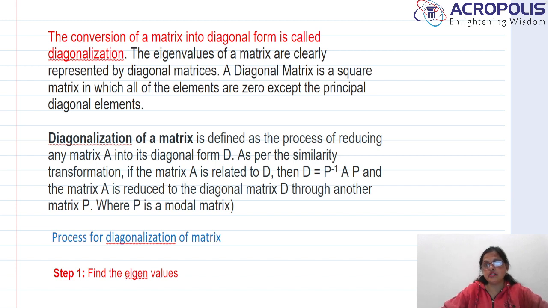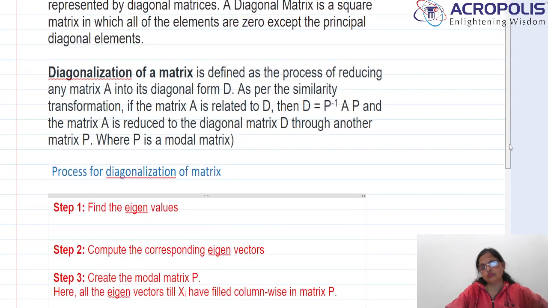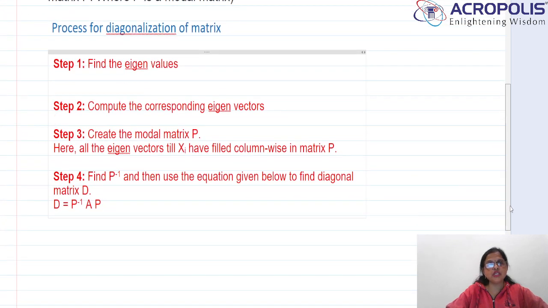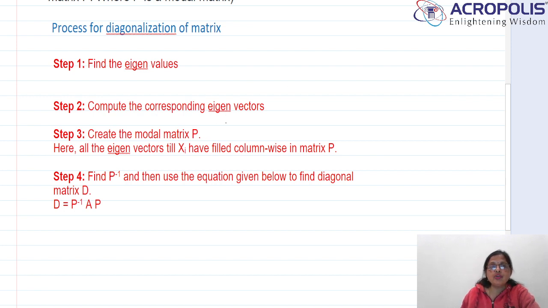So, our process is this. In diagonalization, the first step is to find the eigenvalues. So, what is the eigenvalue? Eigenvalue is found with the help of the characteristic equation, which is determinant of A minus lambda I equals 0. Now, second, compute the corresponding eigenvectors. Corresponding to each eigenvalue, we have to find the eigenvector.